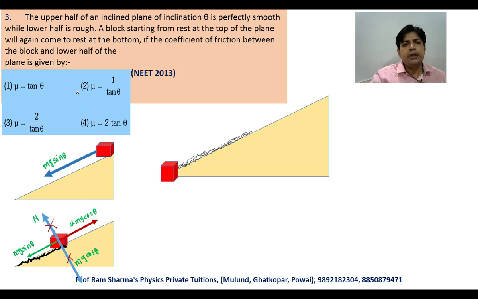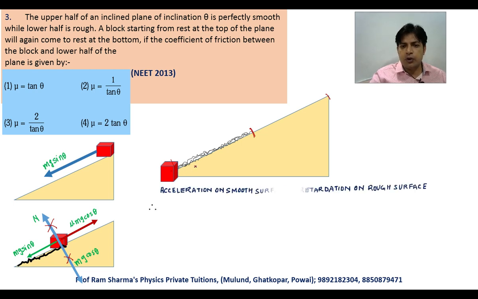Now it is very clearly mentioned in this problem that the block from here till here, that is this part to this part, will keep on accelerating, and thereafter in the second half the block will keep on decelerating because of friction. For the block to come to rest here, it is necessary that the acceleration in the first half should be equal to the deceleration in the second half, right? So I can write acceleration in the first half of the block should be equal to retardation on the rough surface. First half means smooth surface and the second half means rough surface.